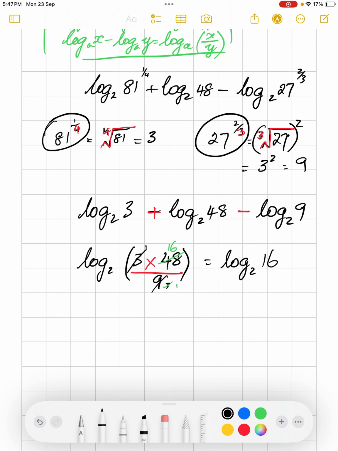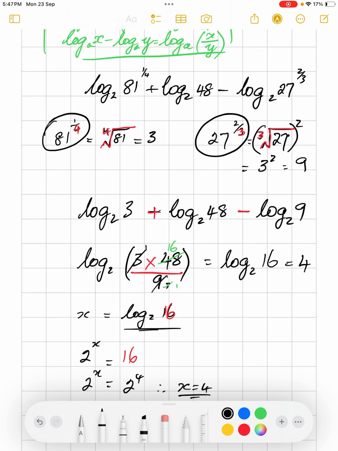Now, there's a few ways we can wrap this up. We could say that x is the log of 16 to base 2. We could rewrite that using index notation. So 2 is the base, x is the index, and the normal number is 16. And then you can change 16 into 2 to the power of 4. Therefore, by matching, x equals 4. And therefore, the log of 16 to base 2 is equal to 4. So our final result is in fact 4.